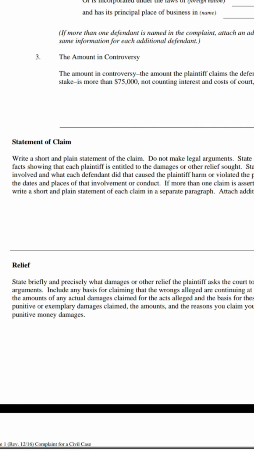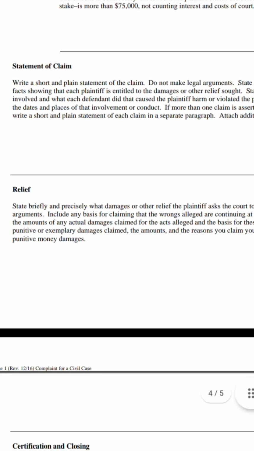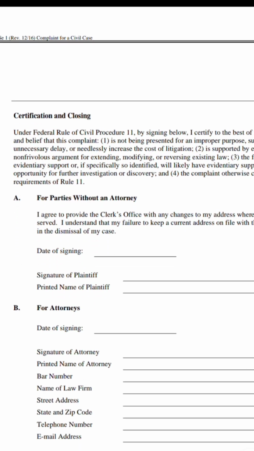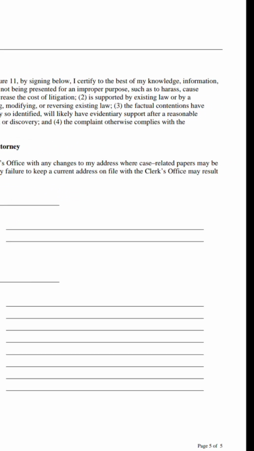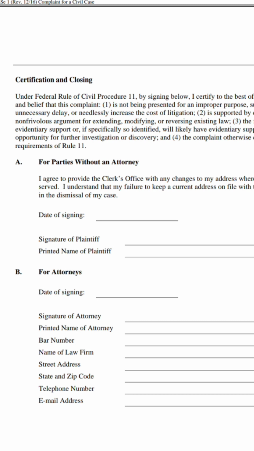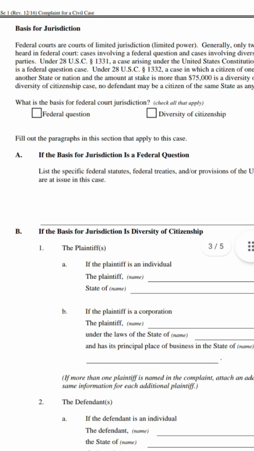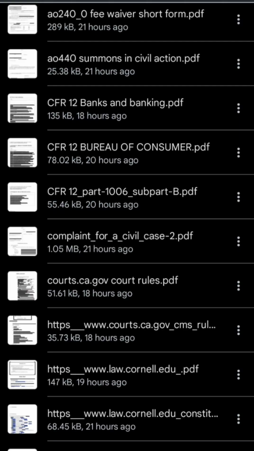You know, you want to state why you have a claim. You want to state the time, the date, the people that you spoke with, okay? Nothing more, nothing less. Then your relief. What is it that your heart desires? Do you want monetary? Do you want an injunction? Whatever it is that you want for your relief, you're going to go ahead and put that in there, okay? And then you don't really have to worry about this because you're not an attorney. For parties without an attorney, you'll fill that out; for attorneys, blah, blah, blah. But that's how you go in and you have to do that, okay?